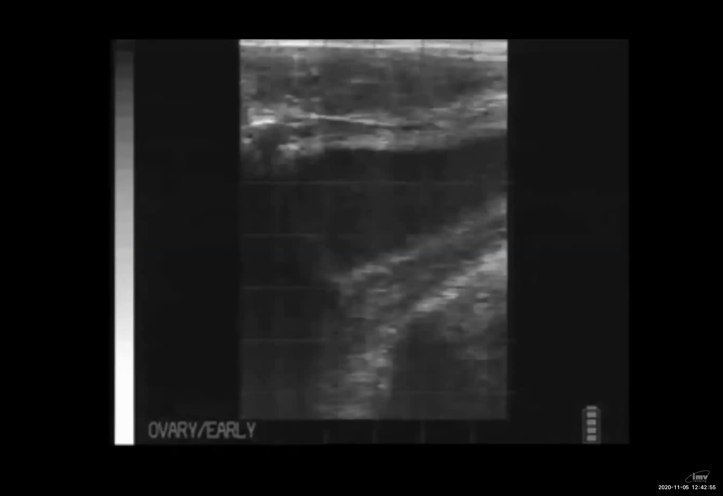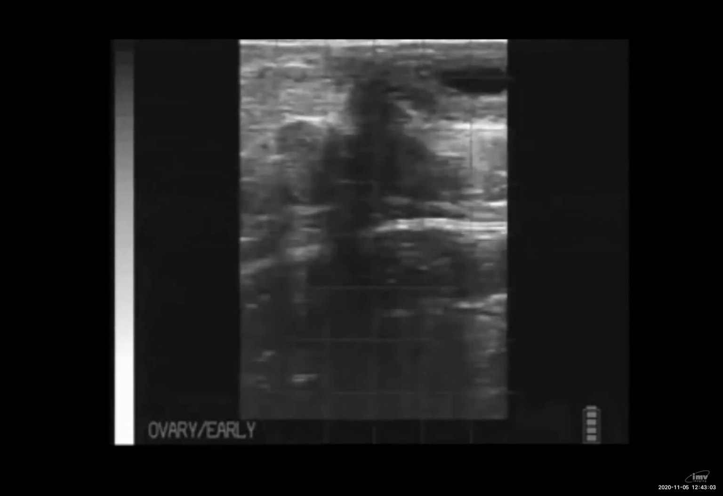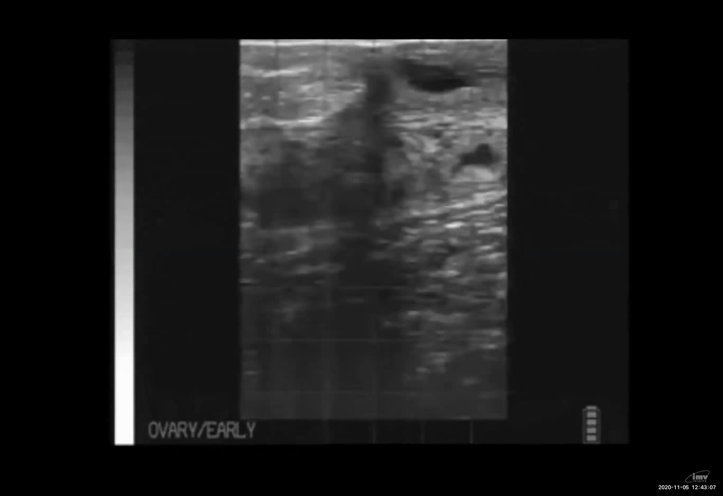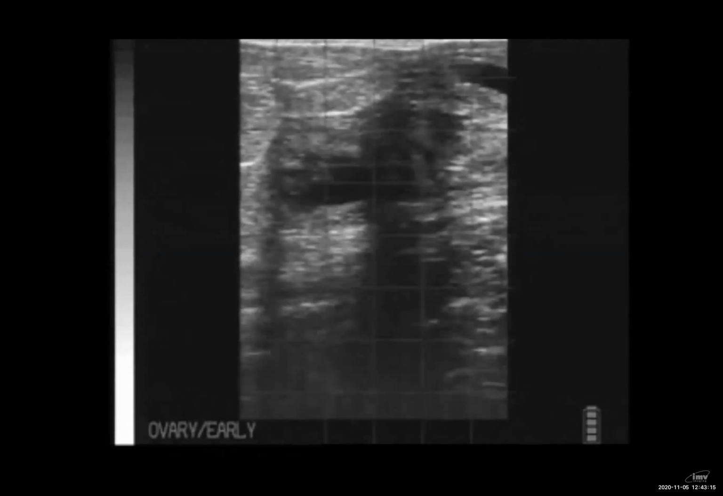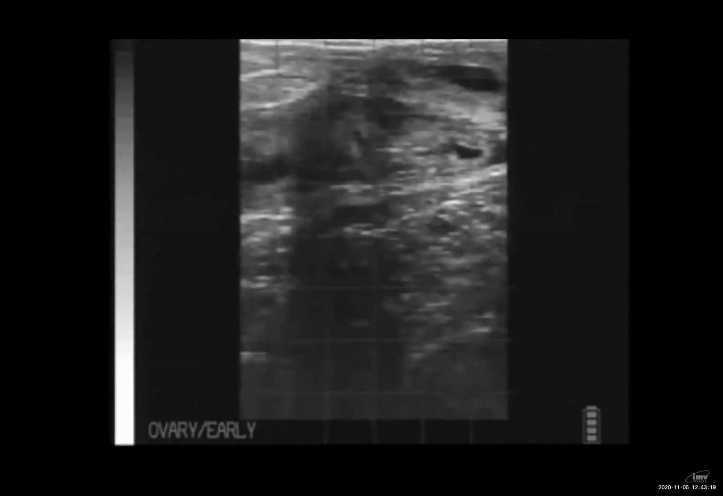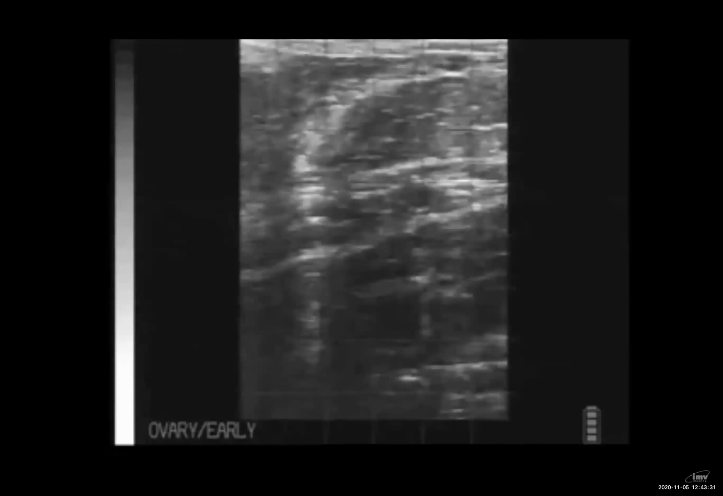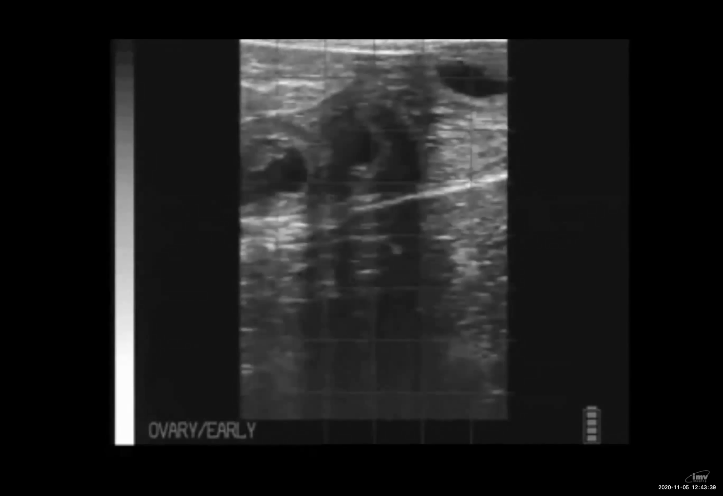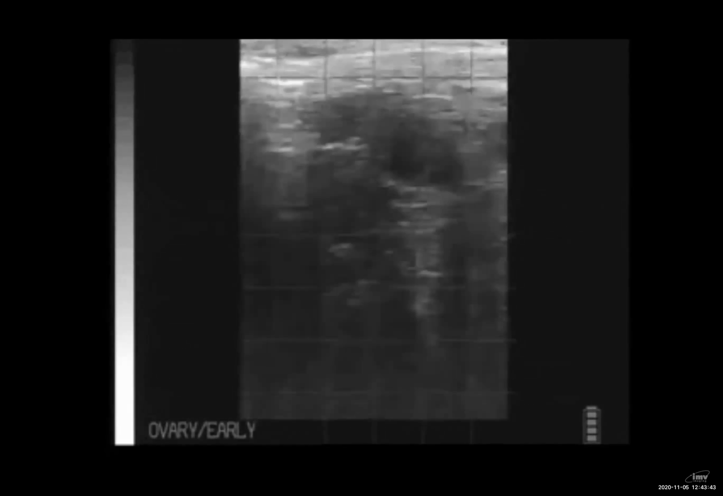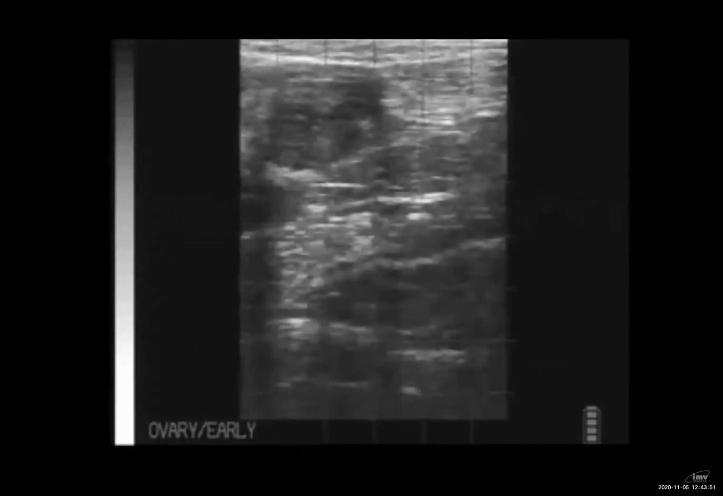Number 4. What is that structure? You may not know. That's fine.